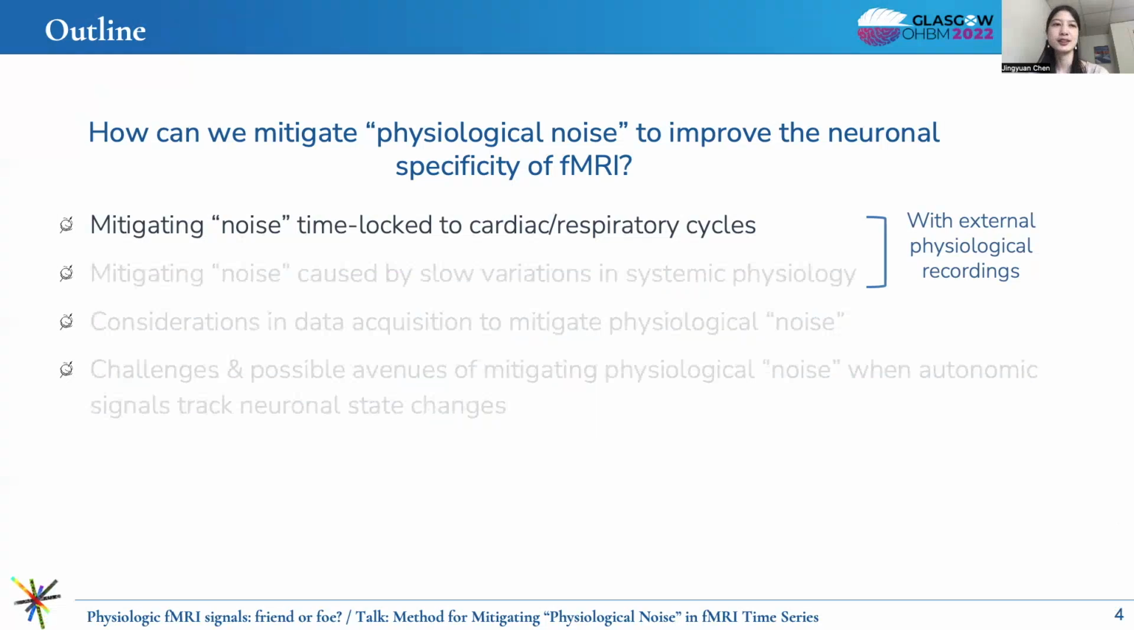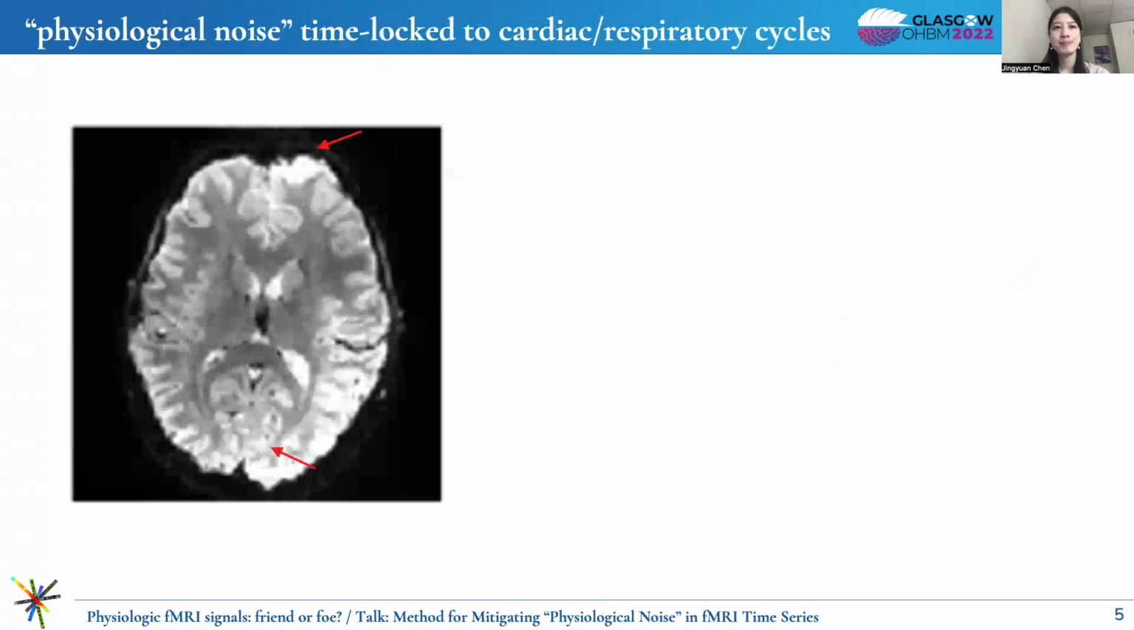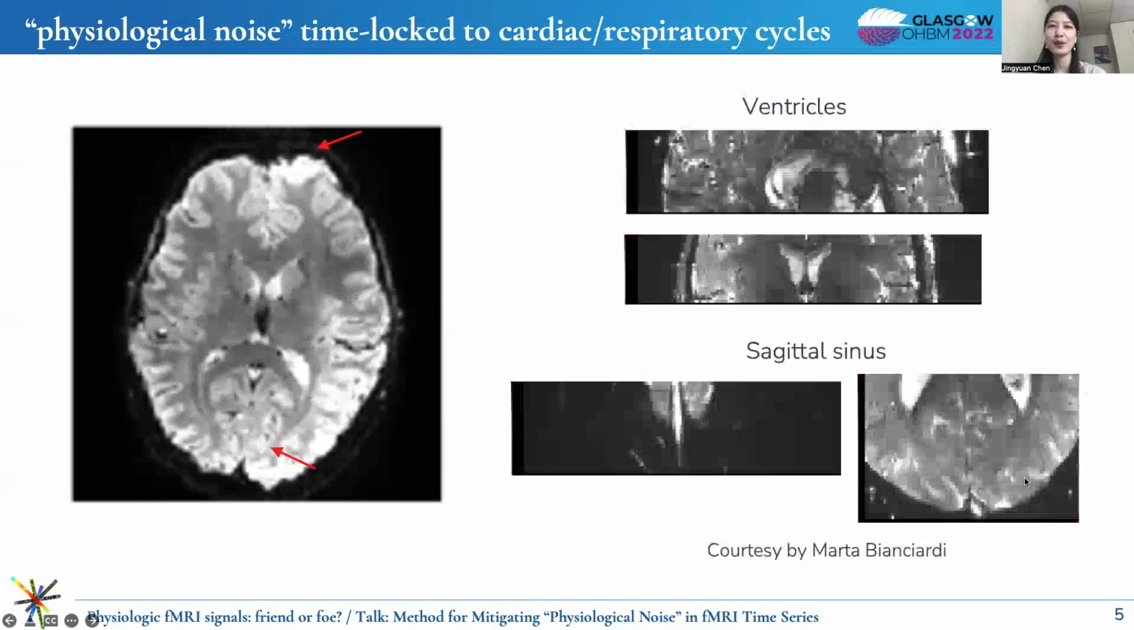Okay, so I first will introduce some methods to mitigate noise time locked to cardiac and respiratory cycles. So if you inspect the raw fMRI images over time, you can already notice some pseudo-periodical changes of the signal intensity surrounding those big vessels, for instance, highlighted by the red arrows here. And these changes are more obvious if you focus on those ventricles or the sagittal sinus areas.